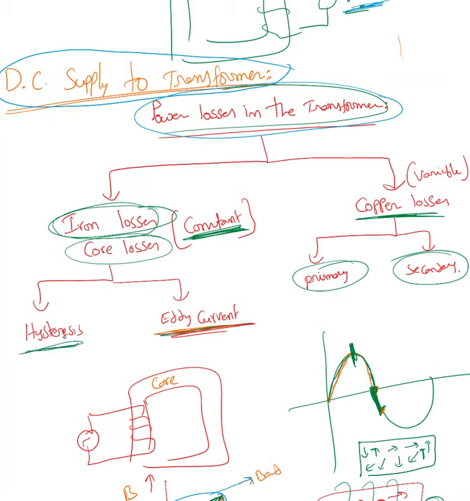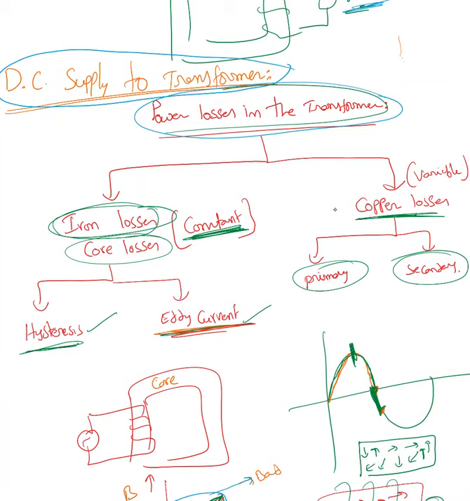Iron losses are of two types: hysteresis losses and eddy current losses. Hysteresis losses we can minimize by choosing a good magnetic material. Eddy current losses we can minimize by slicing the core up and putting insulation between the slices, so that the core resistance will increase, the induced currents are going to go down and losses are going to go down.